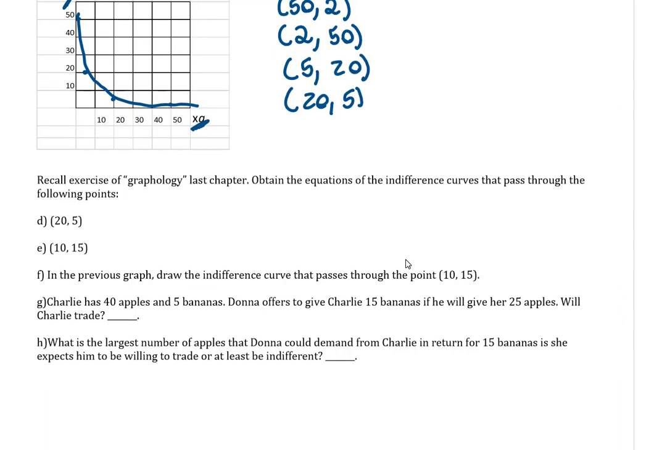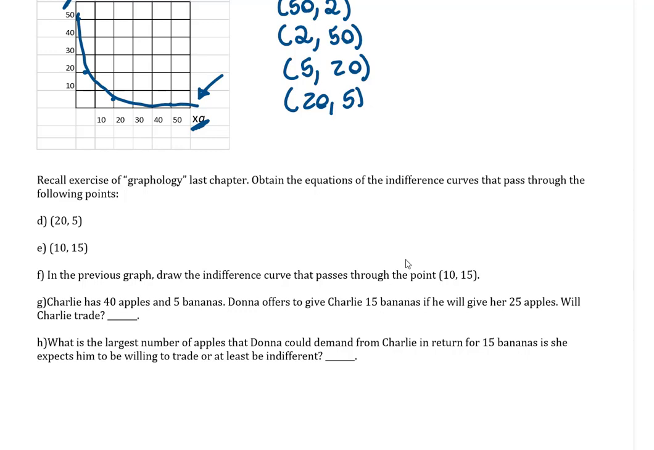Now, that was the hard way of doing things. Now let's see the easier way. Recall the exercise of graphology from the last chapter. Obtain the equation of the indifference curve that passes through the following point, 20, 5, which is this curve here that we just drew. So I have the curve. Now the purpose is to find the equation. How am I going to do that?